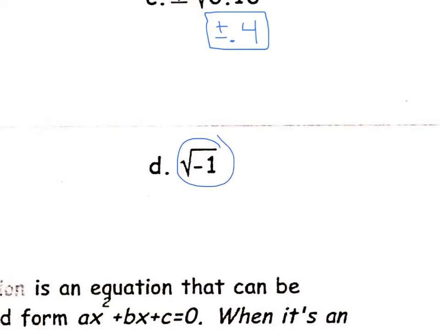Okay, can we do this problem? The answer is no. You have a negative inside the radical. You cannot take the square root of any negative number. So for this one, no solutions.